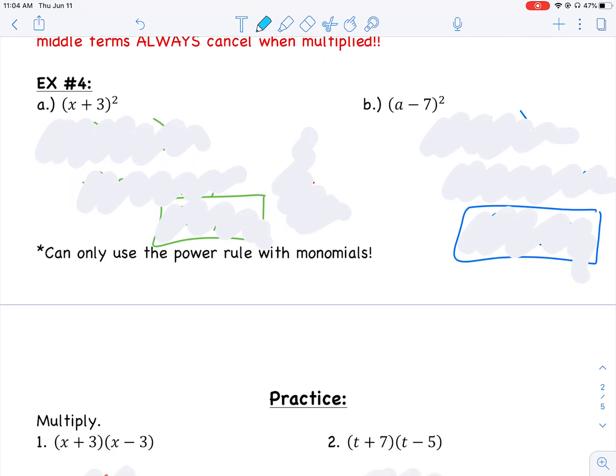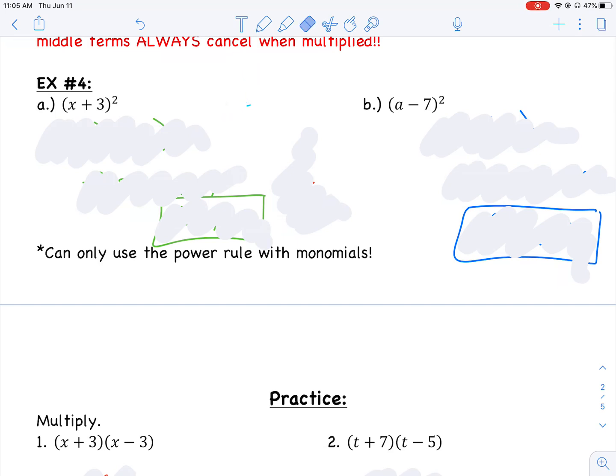These binomials look like they're squared. Now we've got to be careful. When we had a monomial, we were able to take that little square and square everything inside the parentheses. But because there's a plus or minus sign separating my terms, you cannot distribute that squared through. Think about what a squared means. If I said, what is 3 squared? What it really means is 3 times 3, right? Or if I said 5 squared, it would really mean 5 times 5.